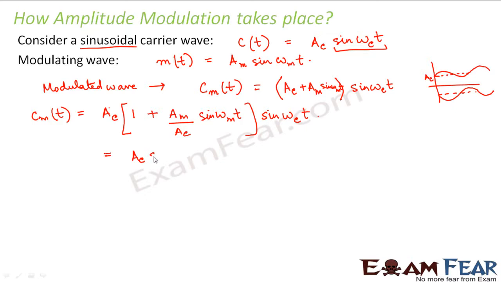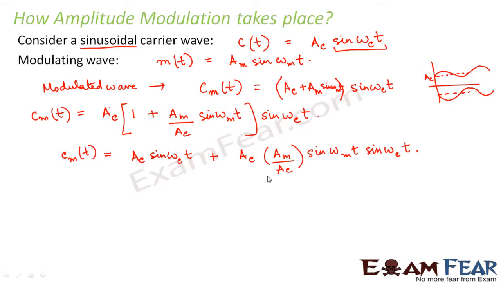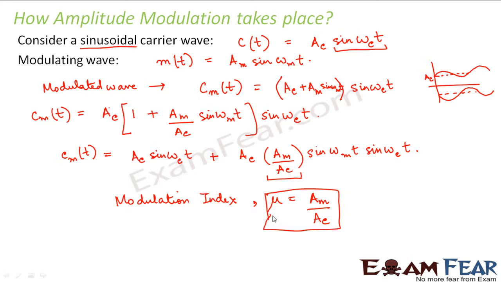So this is equal to AC sine omega c t plus AC into AM by AC sine omega m t into sine omega c t. This is what we get. Now here we have a ratio AM by AC. So here we will introduce a new term called modulation index. What is modulation index? It is the ratio of the amplitude of the message signal to the amplitude of the carrier wave. So this ratio is known as modulation index.